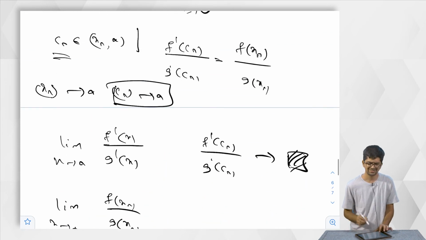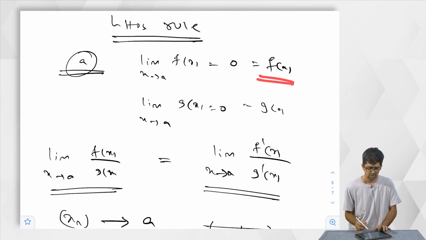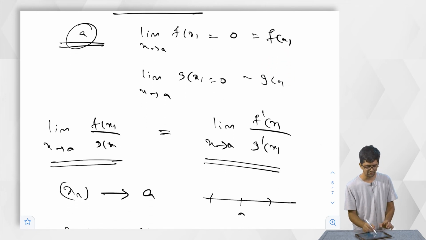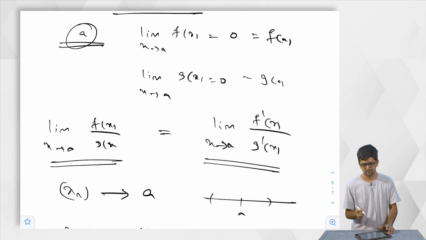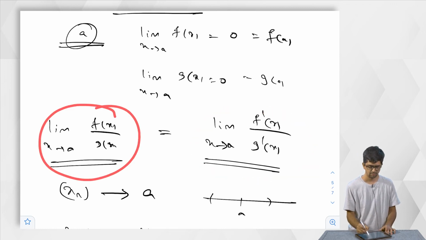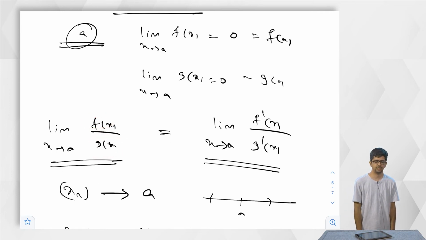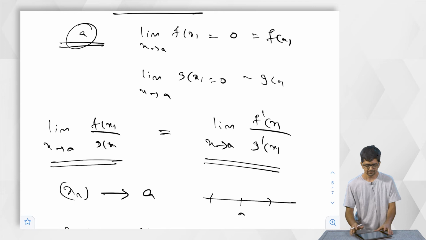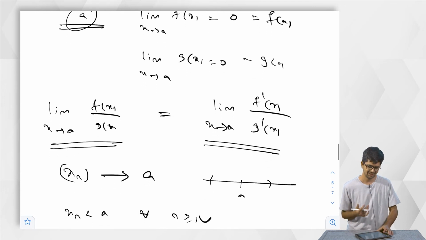And the starting point was simple. Somebody told me that f a is 0. So now I am afraid to write down something like this, because I am assuming that this limit does not exist. But that is not necessarily true. If I know that this limit exists, then this limit exists even though f a is 0 and g a is 0. And how do I know that? How do I convince myself that there is such a possibility?